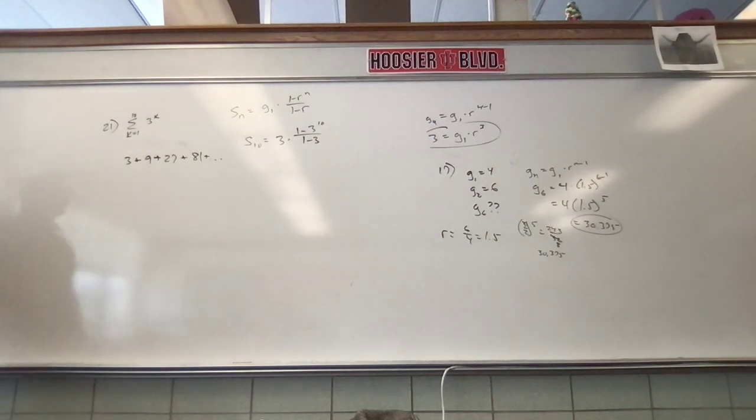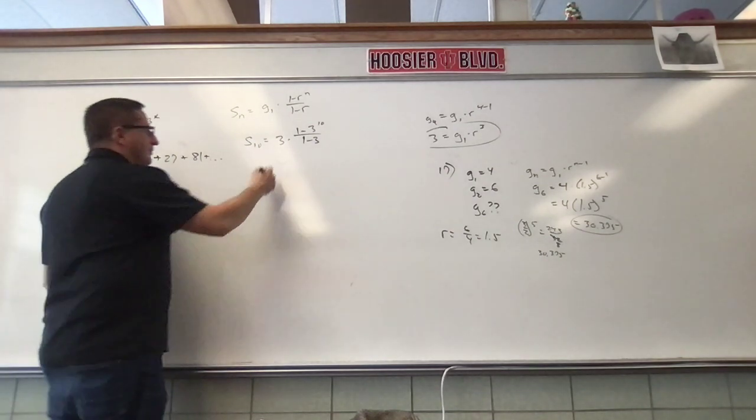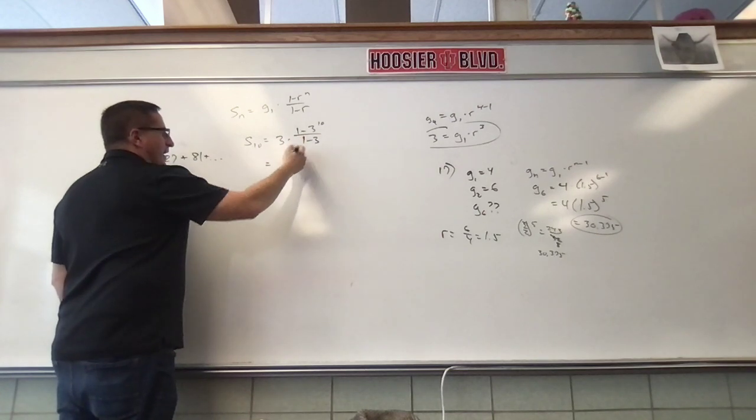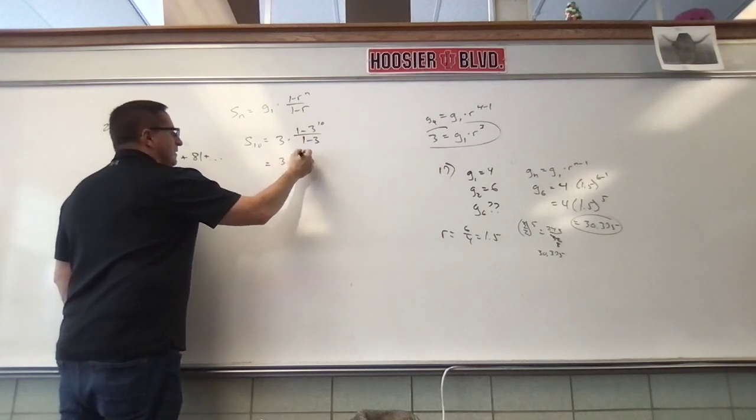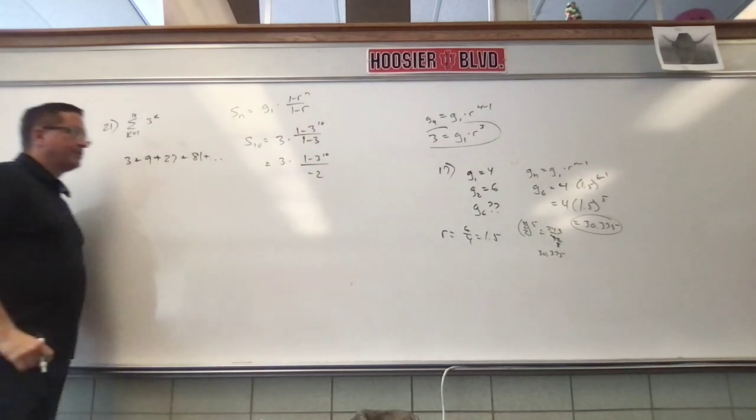Okay? We're going to use our calculators when we need them, okay? So use a calculator when you need them. Don't use them when you don't need them, okay? So here's what we're going to do. 1 minus 3, we can do that. So we have 3 times 1 minus 3 to the 10th over negative 2. Okay?